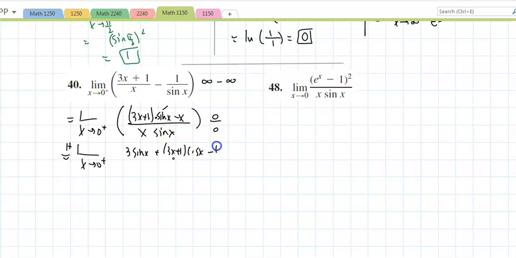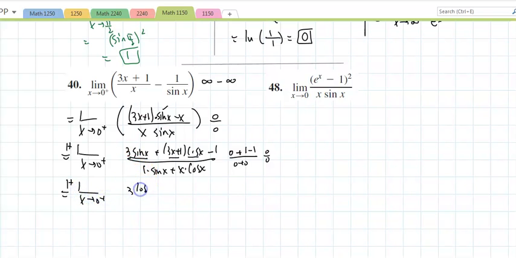Derivative of negative x is minus 1. The product rule as well. That is 1 times the sine of x, plus x times cosine of x. If I put 0 in, I'll get a 0. Plus 1 minus 1 over 0 plus 0, that's still 0 over 0. L'Hopital one more time.